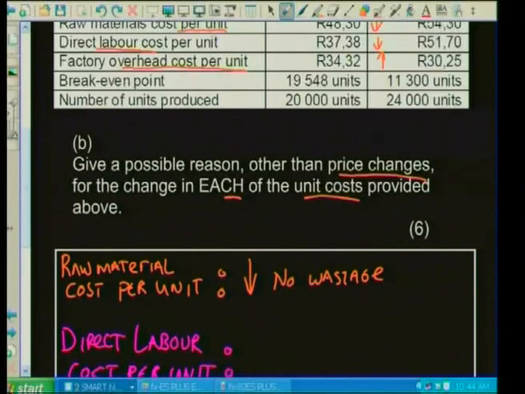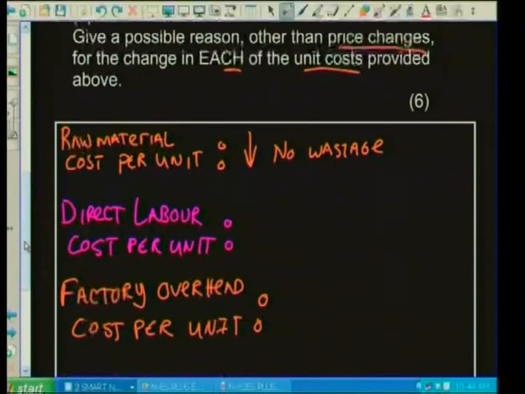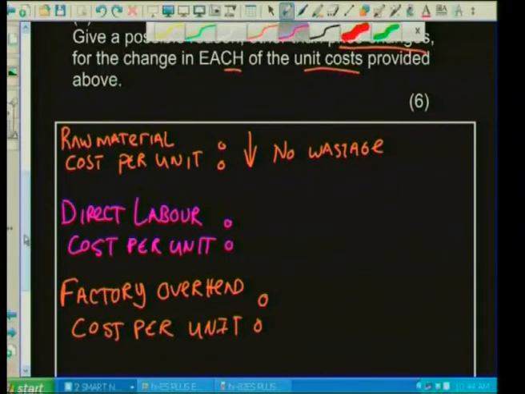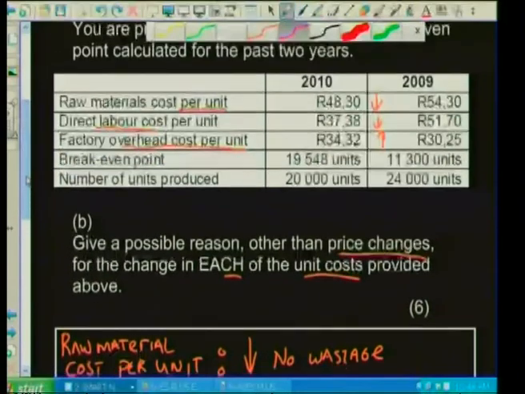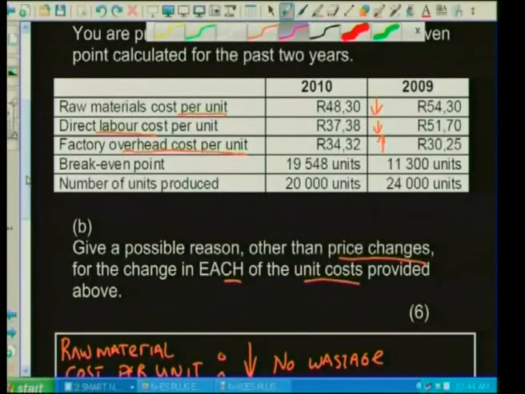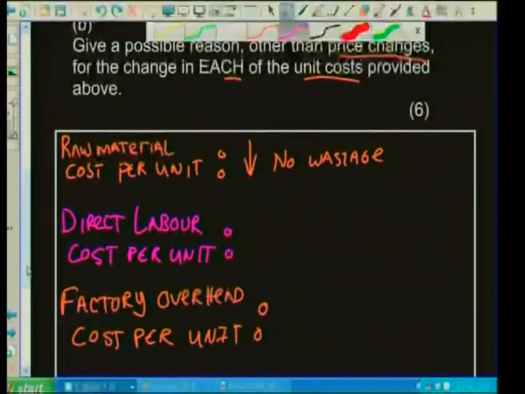Right, let's move on now to your direct labor cost per unit. Okay, I'm just going to change the color of my pen there. Why did the direct labor cost per unit decrease as well? Direct labor obviously refers to your workers. So again, 51 Rand 70 cents has decreased to 37 Rand 38 cents. A possible reason for this decrease, people, is that your workers are probably working very, very efficiently. They are not wasting any time.